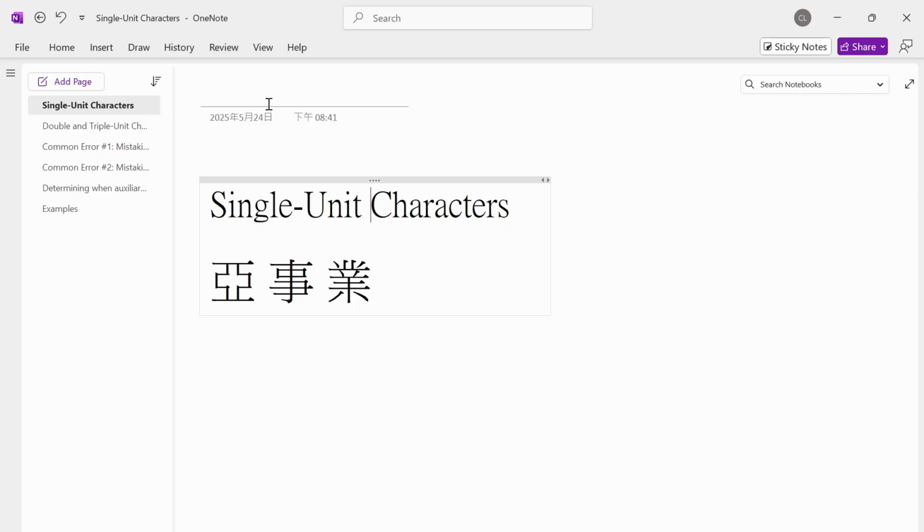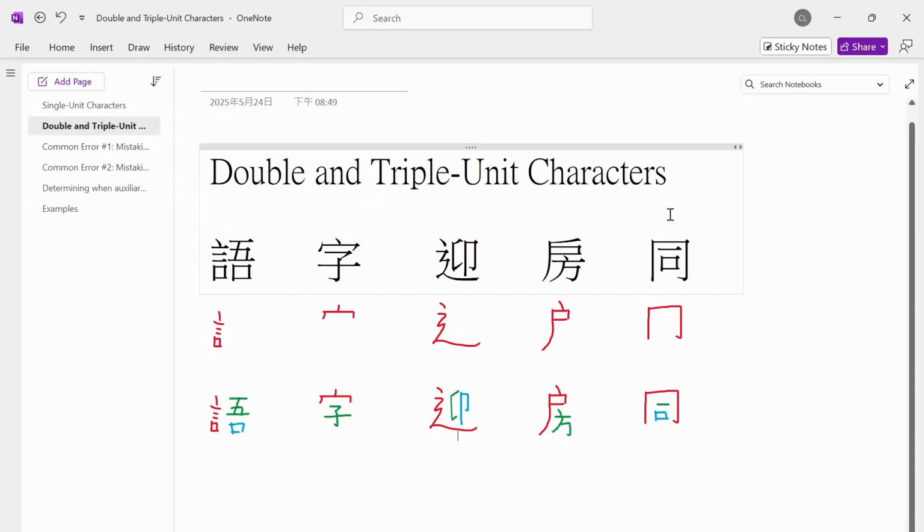A single unit character is one that cannot be split into smaller components. For example, A, C, Y are all single unit characters. I will explain how to identify single unit characters in more detail later in the video. To identify double unit or triple unit characters, you need to understand how characters are broken up into units.